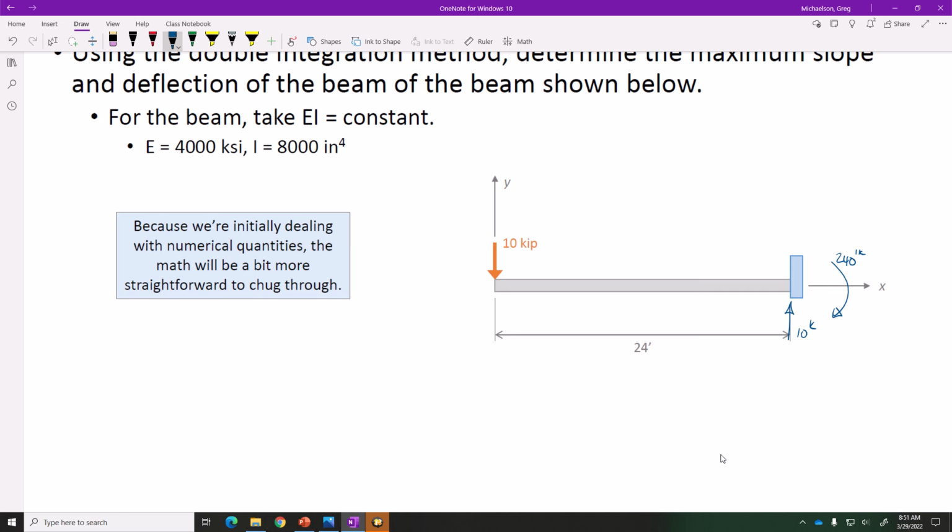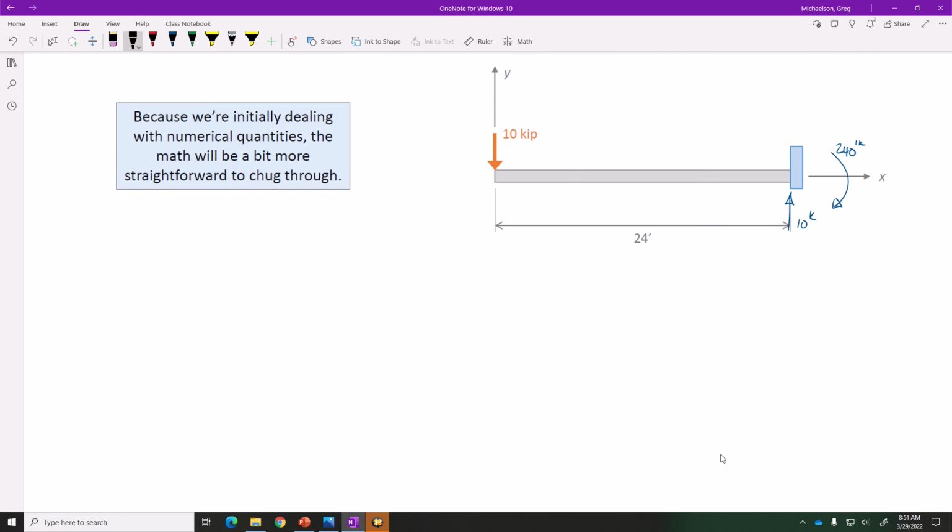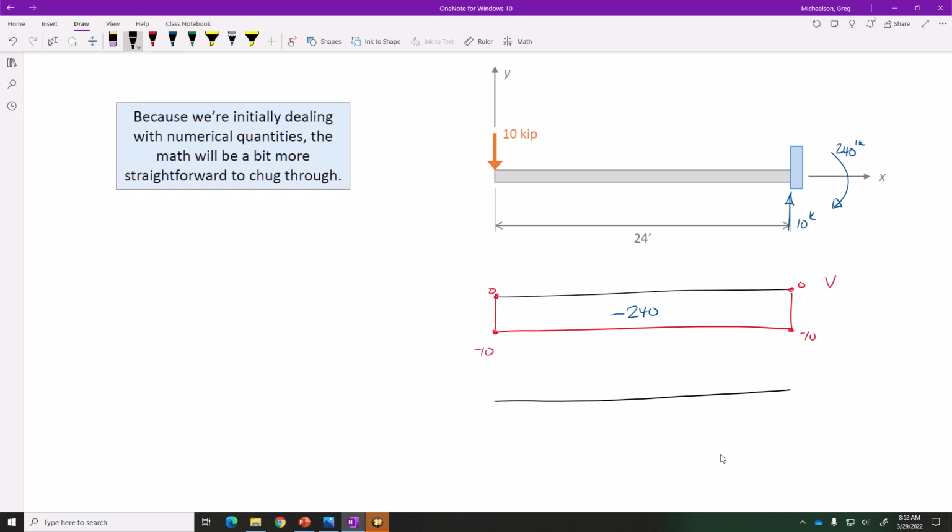So, shear diagram: we go down, over, up, so negative 10, 0, 0. That's our shear diagram. The area under here is minus 240. So for our moment diagram, we start at 0, drop down to negative 240, and then that concentrated moment brings us back up. Isn't that right?